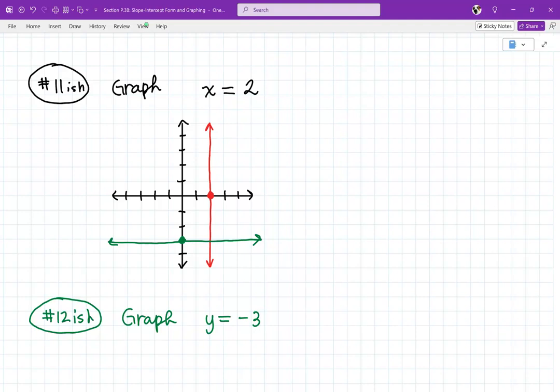But yeah, you're going to graph some stuff, you're going to solve for y, and that's pretty much it. Okay? Let me go ahead and stop the video, give you guys the work.